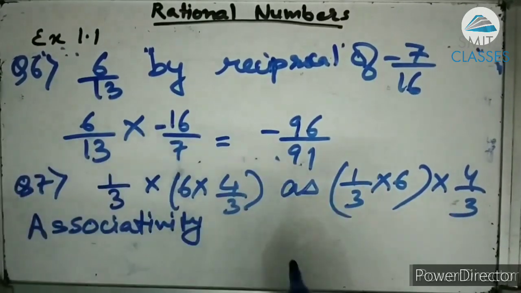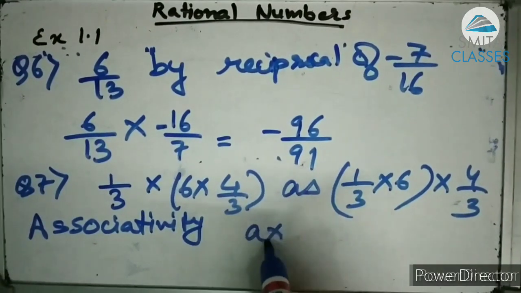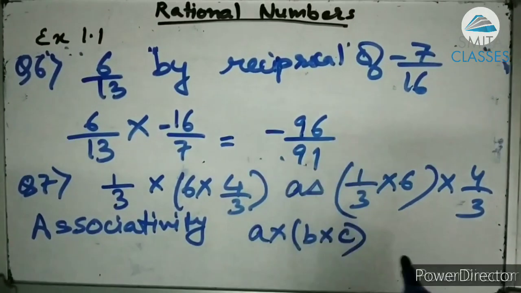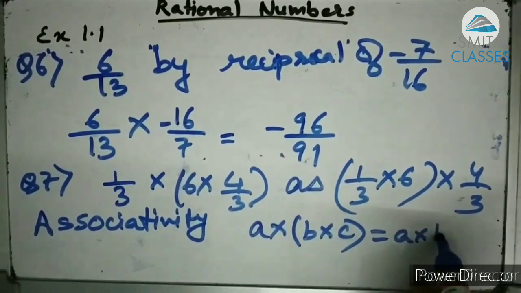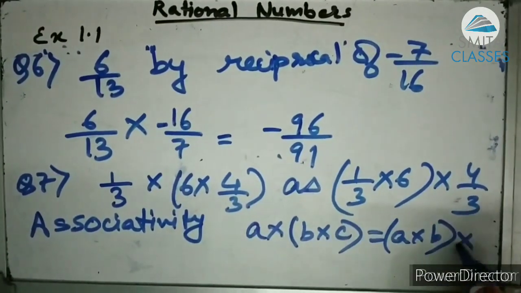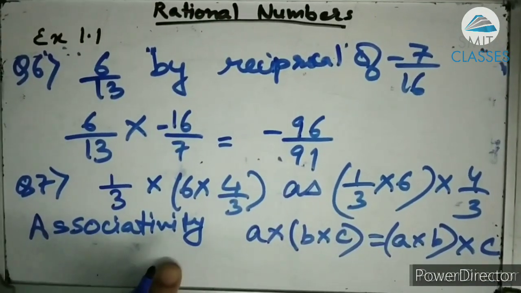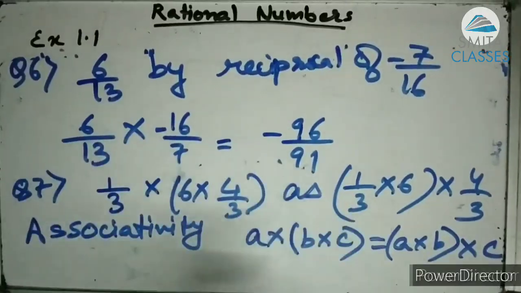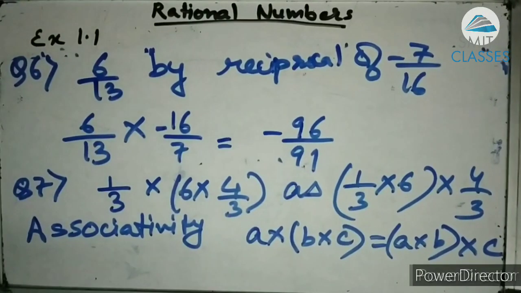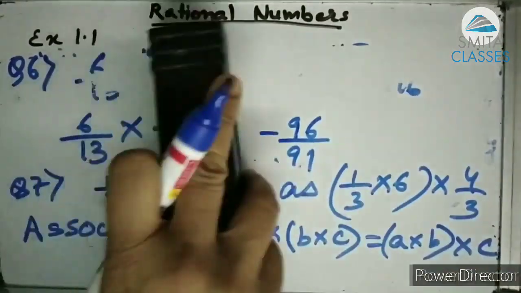What does the associativity property show? A into B into C is equal to A into B kept in one bracket into C. So they are clearly using the associativity property and computing it in both these manners. Okay. If I go for next, I go for question 8.